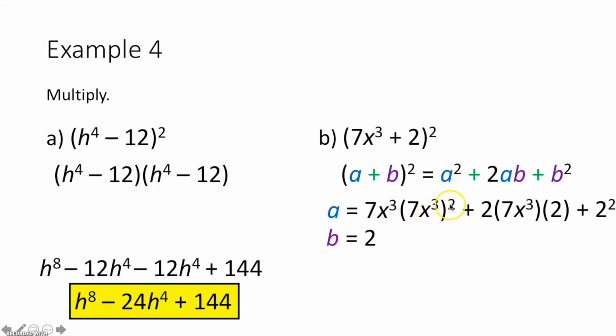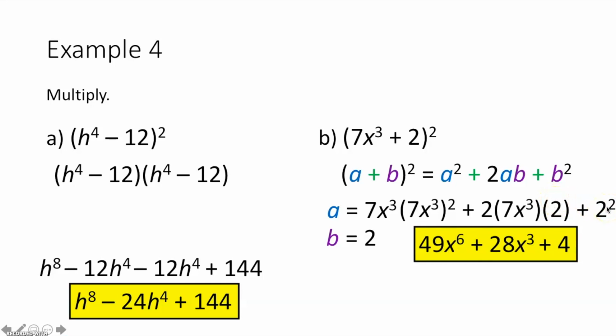Now, 7x to the third, the quantity being squared. We square the 7 and the x to the third. When you do a power to a power, you multiply these, so it's going to be 49x to the 6th. Over here, we multiply the 2, the 7, and the 2 to end up getting 28. And then lastly, 2 squared gives you 4. Perfect. Done. We have our perfect square trinomial.